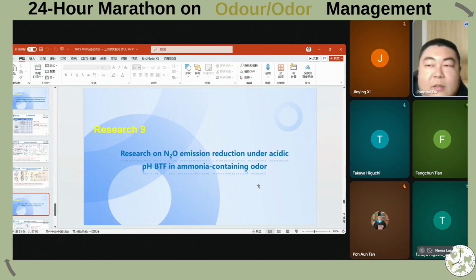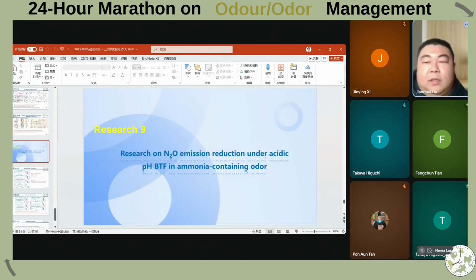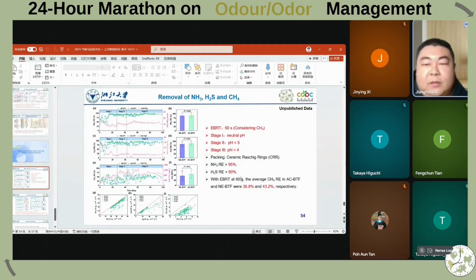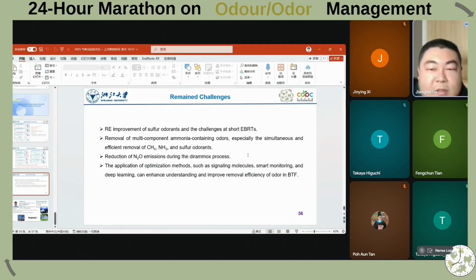Next, the last one, the fifth one, is we try to use the acid pH BTF to reduce the nitric oxide emission. I think there is no time to introduce this. So this is a challenge we want to solve.